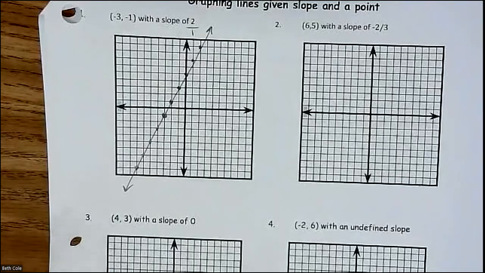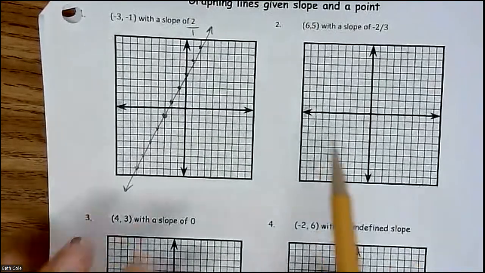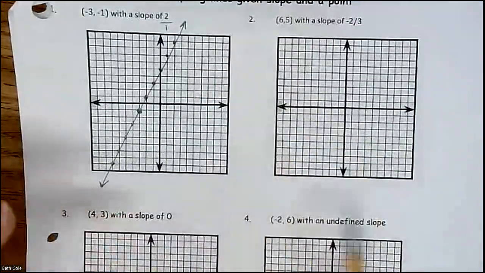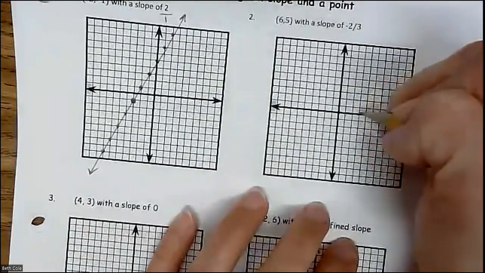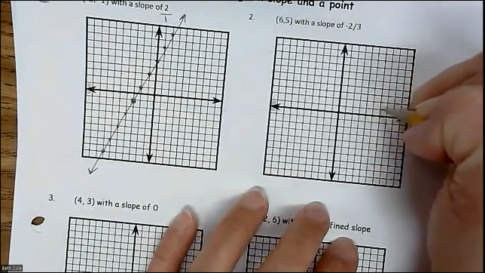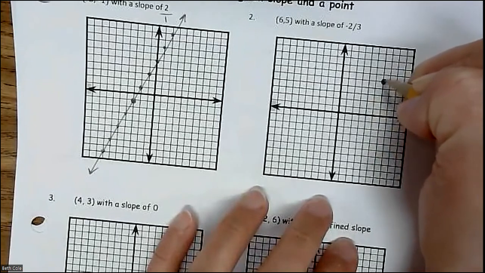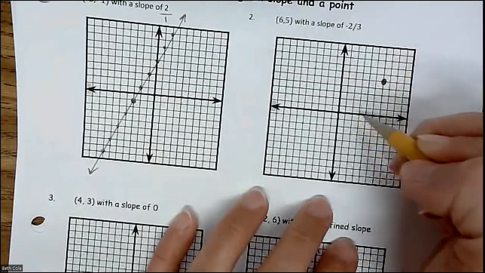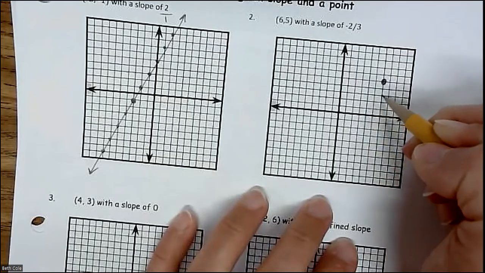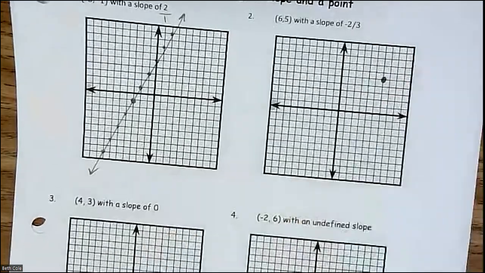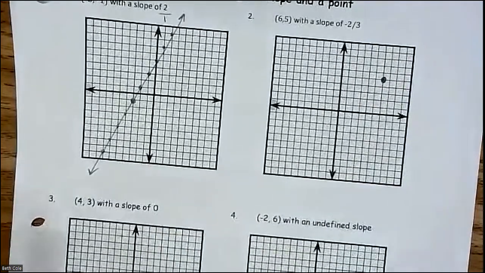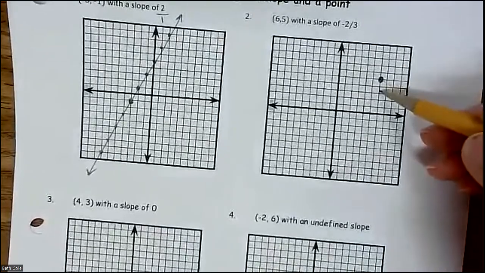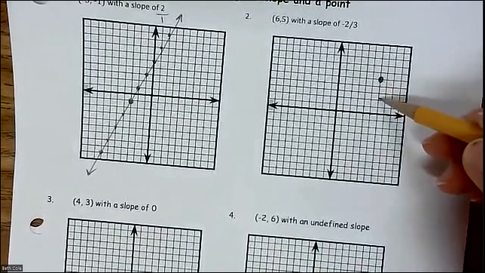So again, these are telling you where you have to start. 6, 5, what quadrant is that in? 1, good. So plot your point 6, 5. Be right here. And the slope is -2/3. So using words like up, down, left, right, what are the instructions telling you to do? Good, down 2, right 3.